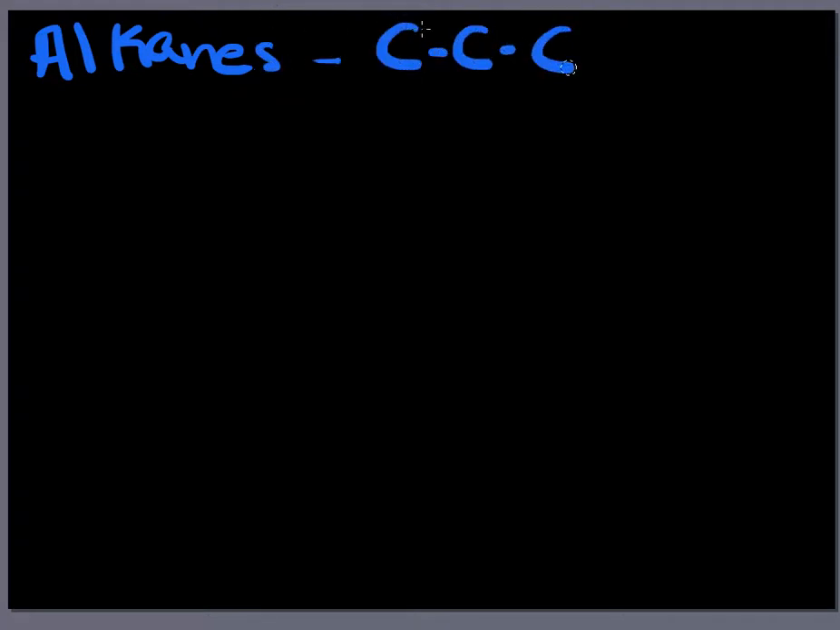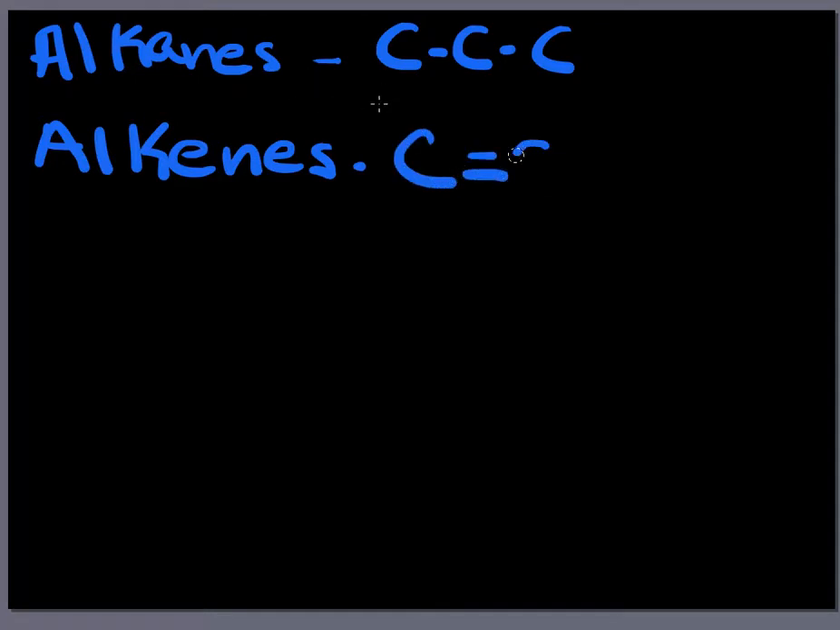So alkanes, again, are single bonds between carbons, like that. Alkenes are double bonds between carbons, and it only has to be one. It doesn't have to be double bonded carbons throughout. It just has to appear once. We're going to see them in some fatty acids or lipids when we're looking at them.